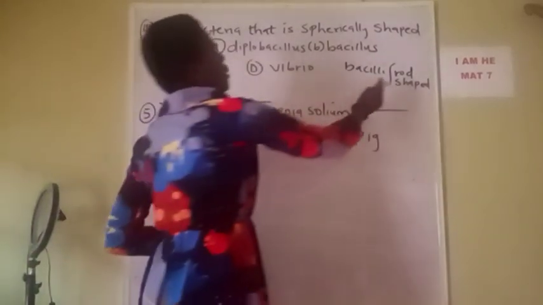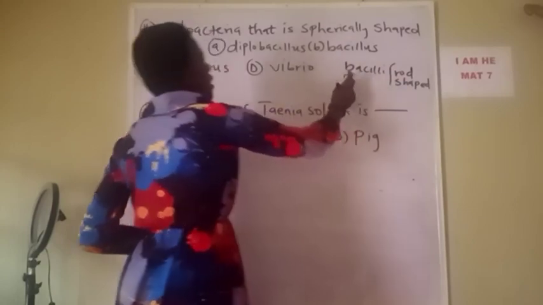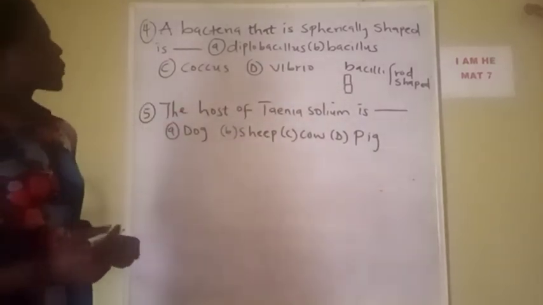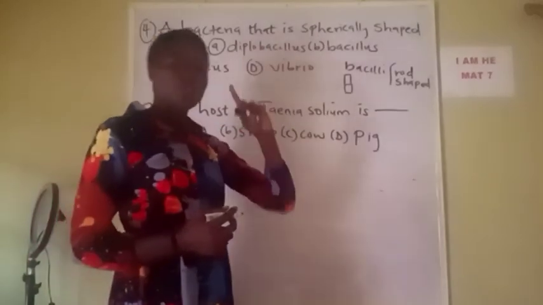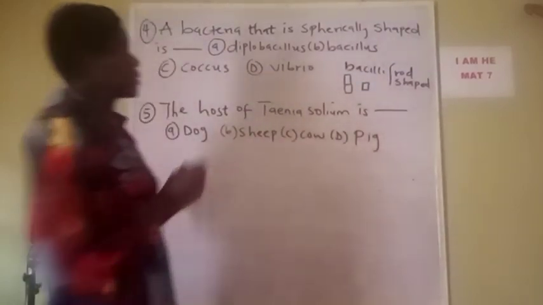It means the bacteria is in rod shape this way. This is a diplobacilli bacteria. Do you understand it now? Now, bacilli means just a rod shape, just one of it. Rod shape. Do you understand it?